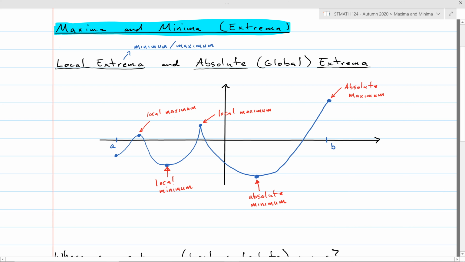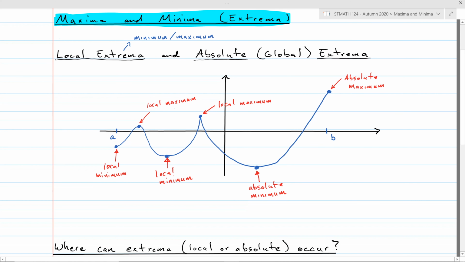And on the far left of the graph over there, you can see that in the region just around that point, it's the lowest point. So the far left-hand point would be a local minimum, but it's not the overall lowest point.